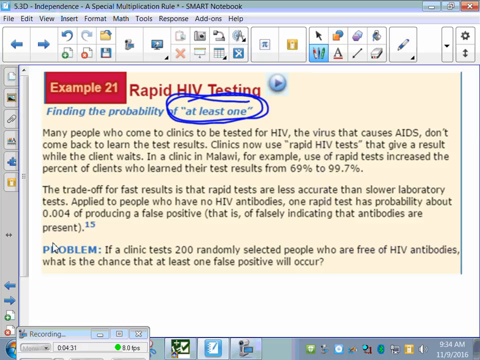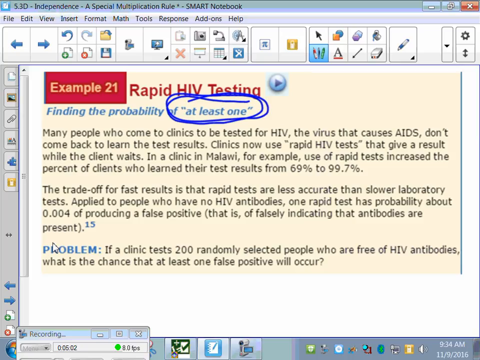Many people who come to clinics to be tested for HIV, the virus that causes AIDS, don't come back to learn the test results. So clinics now use rapid HIV tests that give a result while the client waits. In a clinic in Malawi, for example, use of rapid tests increased the percent of clients who learn their test results from 69% to 99.7%. So that's good. But the trade-off for the fast results is that rapid tests are less accurate than slower laboratory tests.